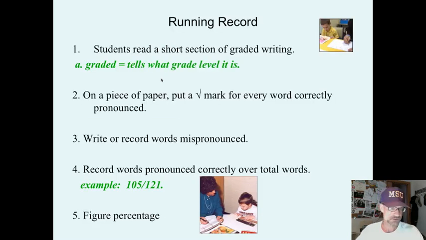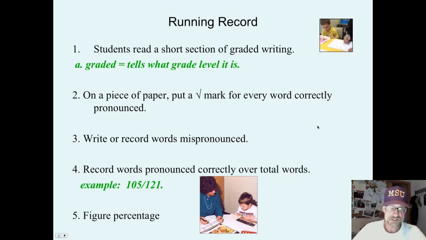What you do is this. The students read a short section of graded reading, graded writing, whatever you want to call it, graded. Graded tells what grade level it is. So you can see a student here doing it. A teacher sits right next to him or her. This is an individually done thing. On the piece of paper, the teacher puts an X for every word the child pronounces correctly.